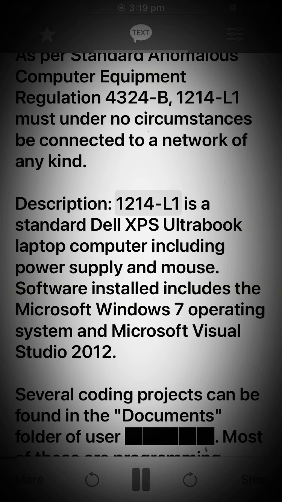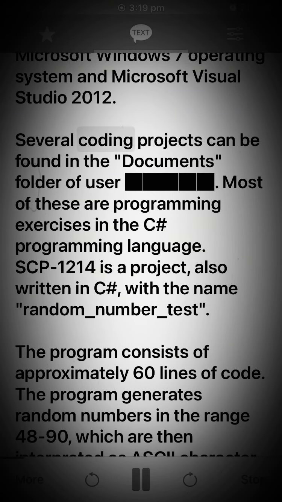Description: 1214-L1 is a standard Dell XPS Ultrabook laptop computer including power supply and mouse. Software installed includes the Microsoft Windows 7 operating system and Microsoft Visual Studio 2012. Several coding projects can be found in the Documents folder of User. Most of these are programming exercises in the C# programming language.